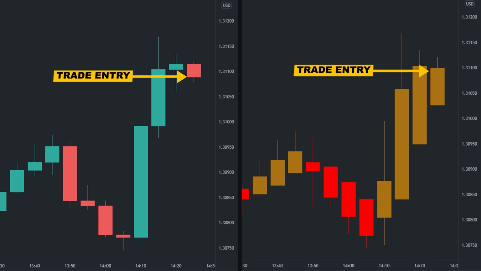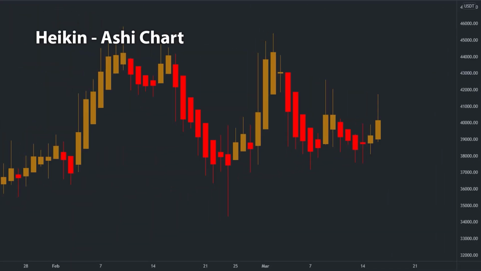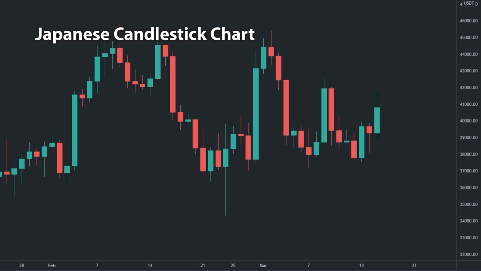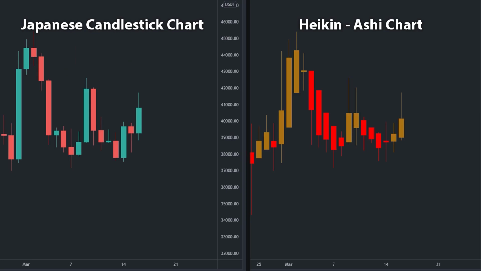You are in a long position and set a stop loss at 10 pips, but the actual price is different than Heikin Ashi, so the trade will close earlier and give you a loss. This can be fixed easily by switching back to a regular Japanese candlestick chart or opening two charts at once.